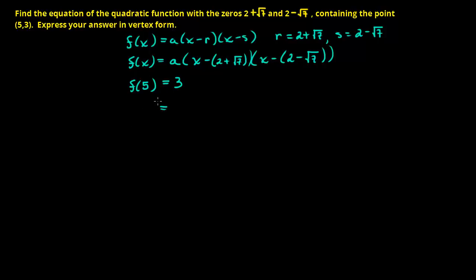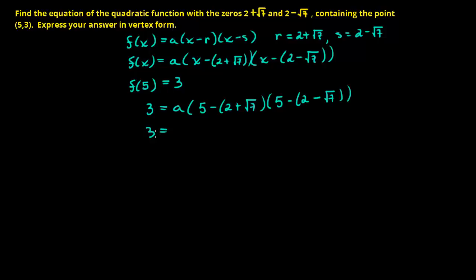So that means that I'll get 3 for y, or 3 for f, when x is equal to 5. So I'll replace y with 3, or f(x) with 3, and I'll replace x with 5. So I get 3 equals a times (5 minus (2 plus root 7)) times (5 minus (2 minus root 7)).